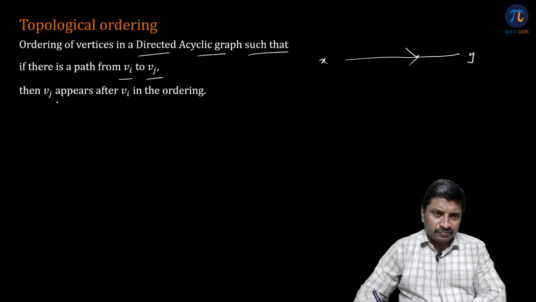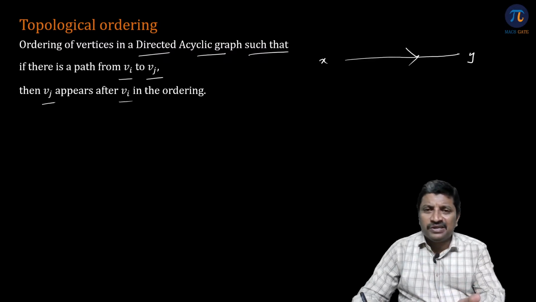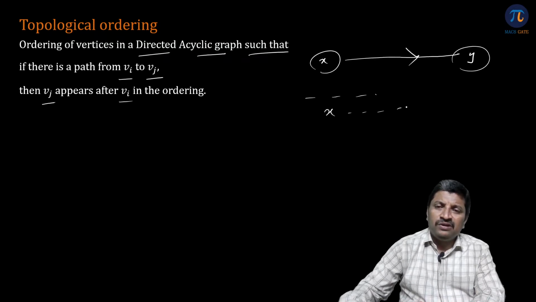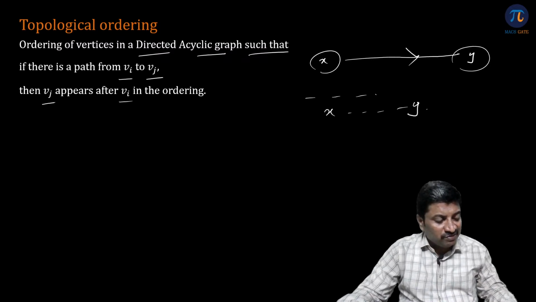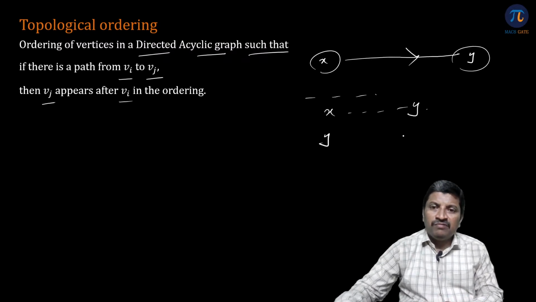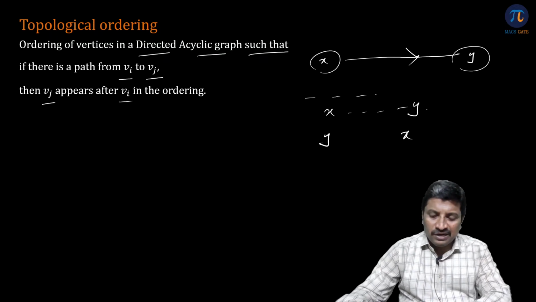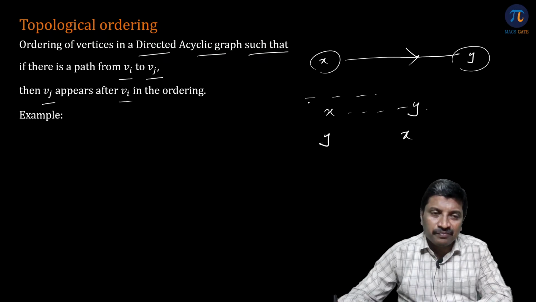Then Vj should appear after Vi. That may not be immediately, sir. Whenever there is a path from x to y, in my order I need to have x first, followed by y somewhere next. That may be immediately or somewhere else, but y should not come before x. Okay, let me explain. Now the question is how to write topological ordering.